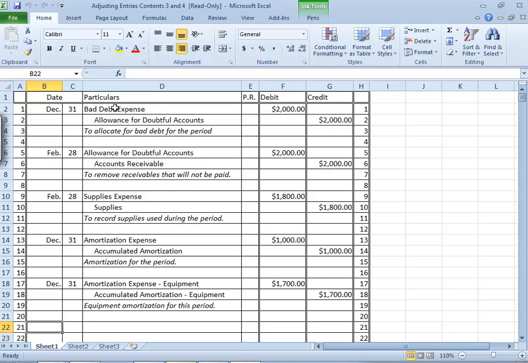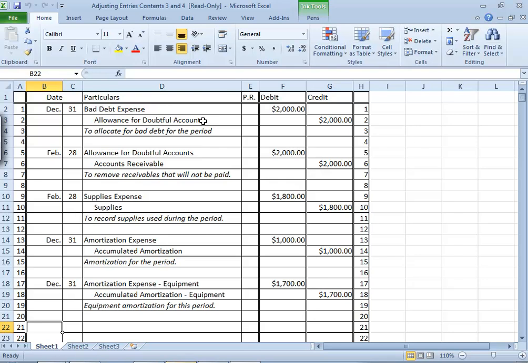So bad debt expense is really, again, you're keeping track for your income statement. It is an expense, just like when you buy supplies or pay for insurance or rent or whatever. Those are still expenses. And so the $2,000 here is keeping track temporarily of how much we're going to allow for debts that we don't think we can collect.